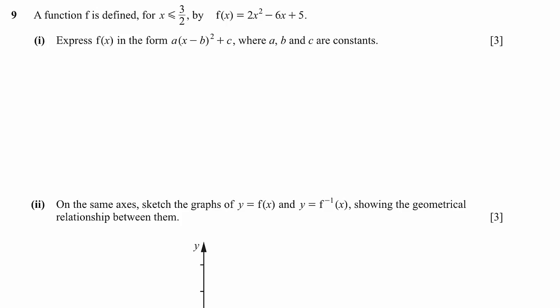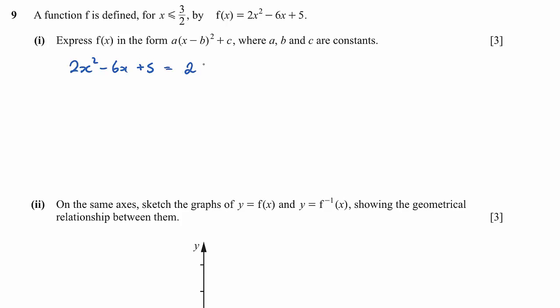A function f is defined for x less than or equal to 3 over 2 by f of x is 2x squared minus 6x plus 5. So we want to express f of x in the form a, x minus b all squared plus c, where a, b and c are constants. In other words, we want to complete the square. So 2x squared minus 6x plus 5.